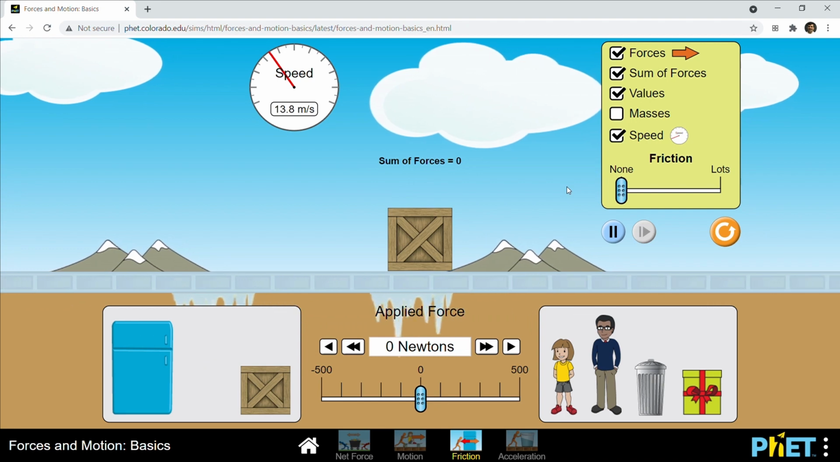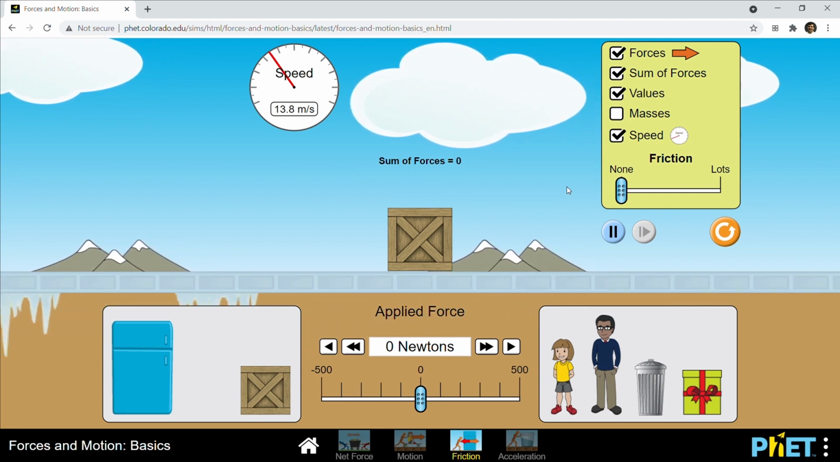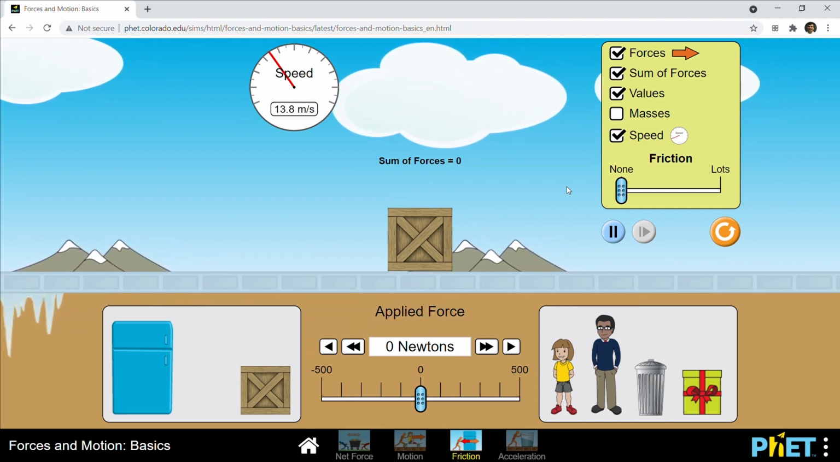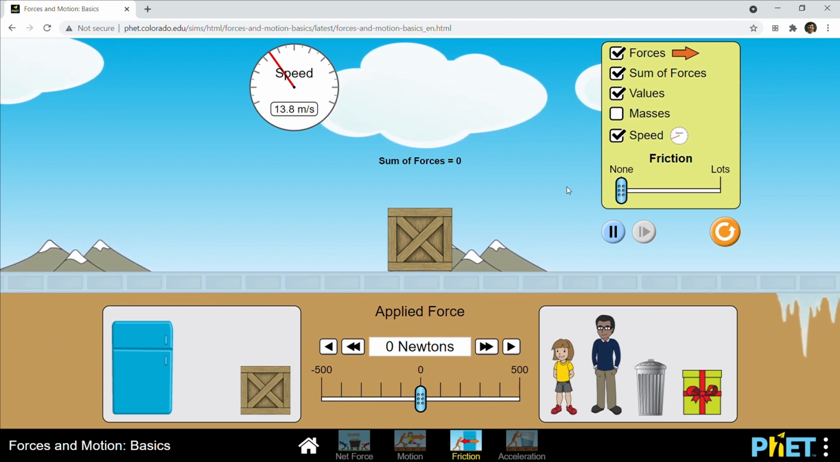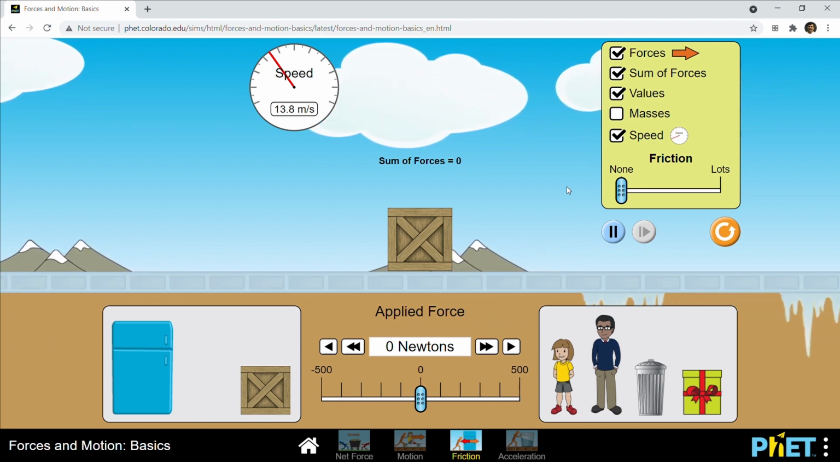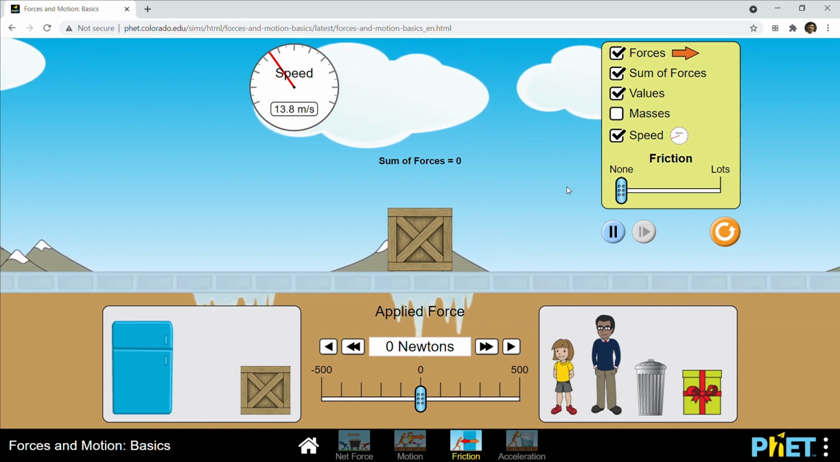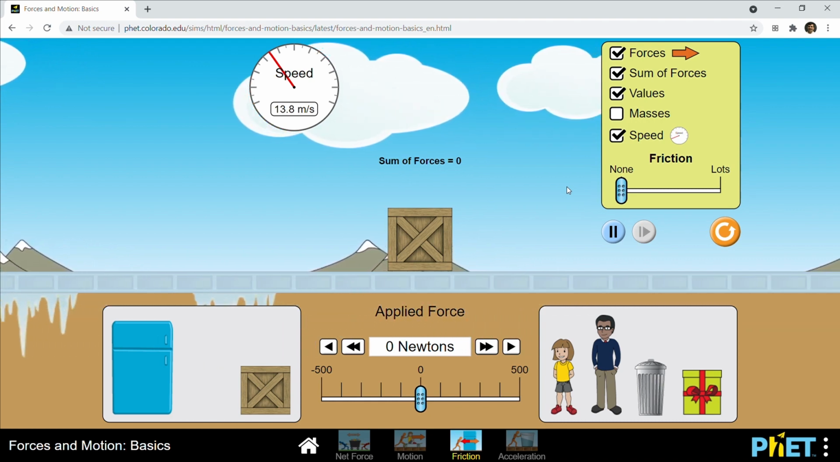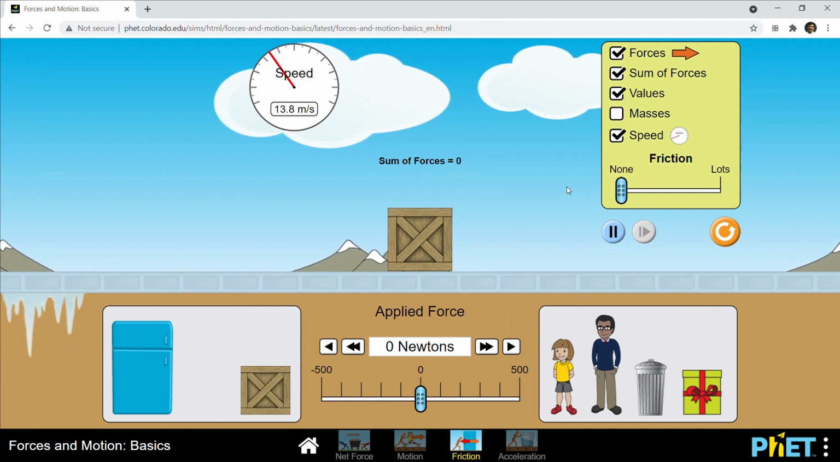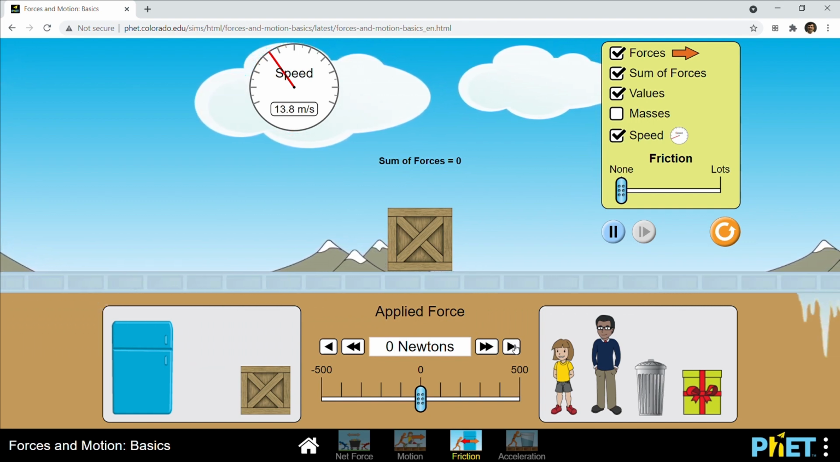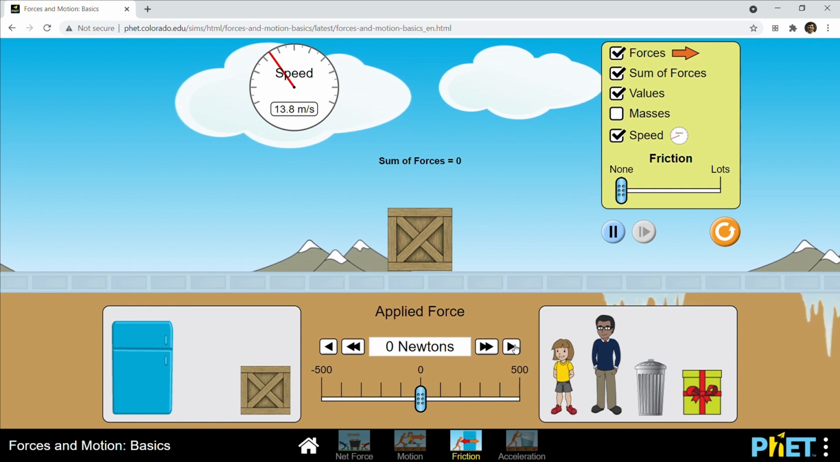It's moving at constant speed because all the forces are balanced. There is no applied force, there is no friction force. We have 0 balancing 0. So if I were to push in this situation, even with 1 Newton of force, that box would speed up. But before I do that, just take a look at that box moving at constant speed.